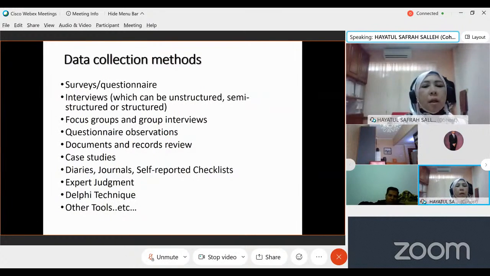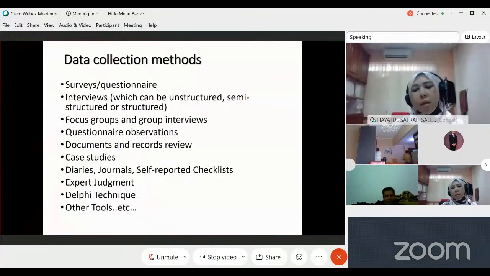Okay. And then also you can use observations, where you observe them by using your questionnaire. You have the questions and then you observe them by body language and so forth. And then documents and record review, you can do that as well. Case studies, you can do that. Diaries, journals, self-reported checklists and so forth.